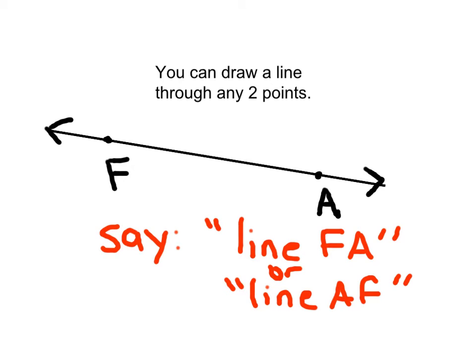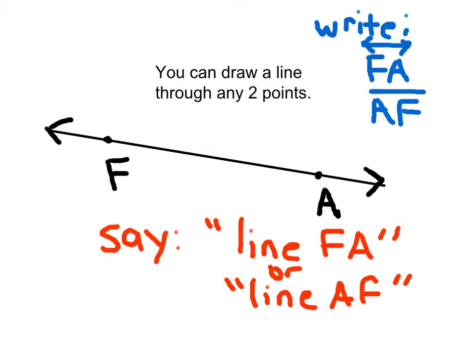What you write is as follows. I'll put it in blue right here. I ran out of room. You write this here, and so that is line FA. You write the 2 points that helped you form that line, and then you make a line right over it, or line AF.